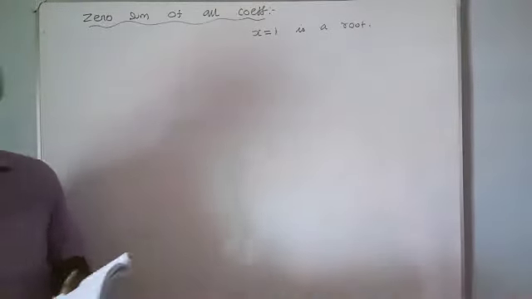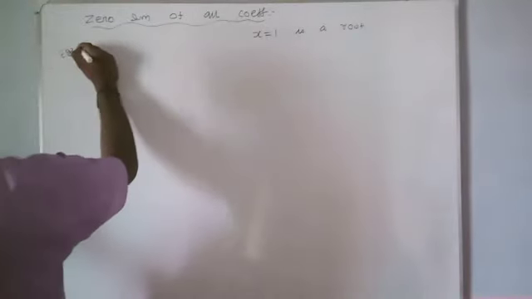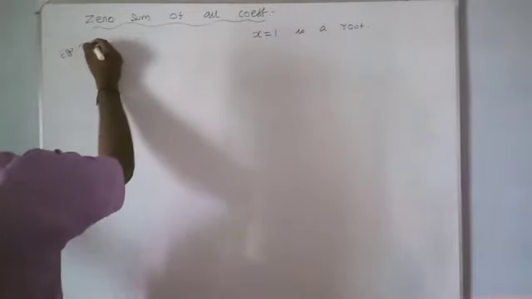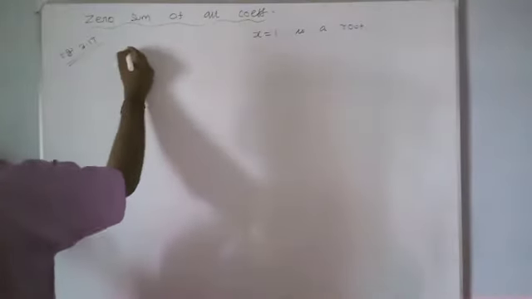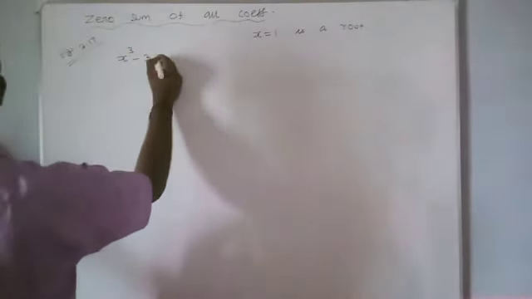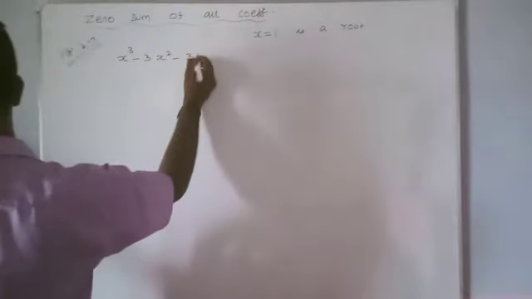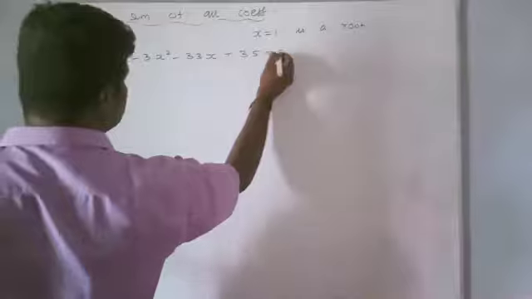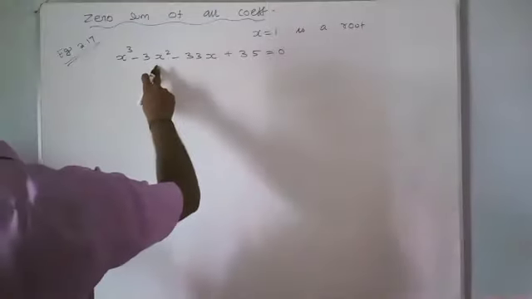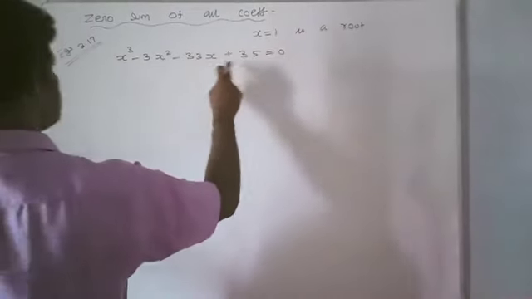Okay, right. And how to find this value? Example 3.17. Solve the equation x cube minus 3x squared minus 33x plus 35 equal to 0.